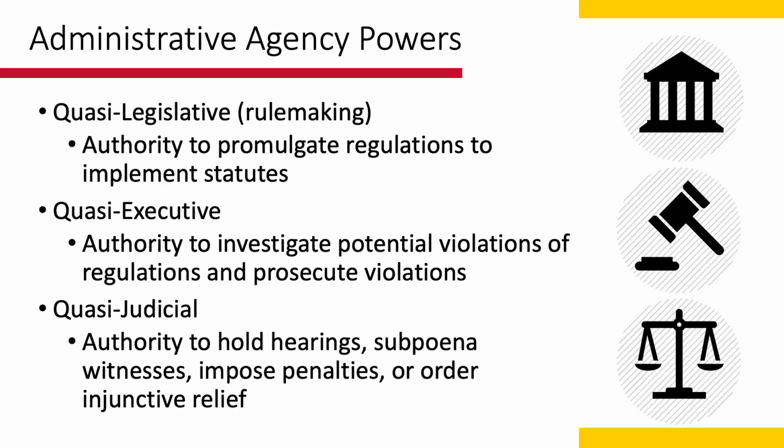Administrative agencies have various powers, and these are quasi-legislative, quasi-executive, and quasi-judicial. The one you're most familiar with likely is the quasi-legislative, the rulemaking. In Introduction to Legal Research, this is the one we focus on the most, the authority to promulgate regulations to implement statutes. We're also going to be looking at quasi-executive and quasi-judicial in this module.